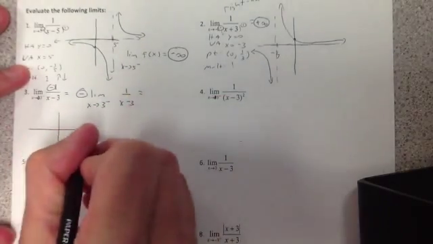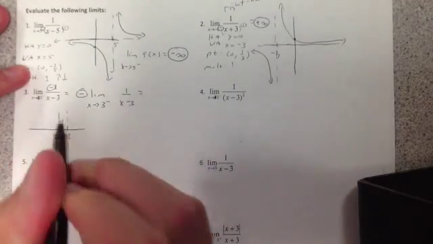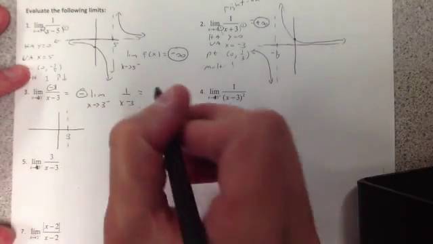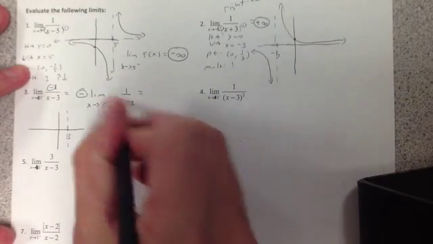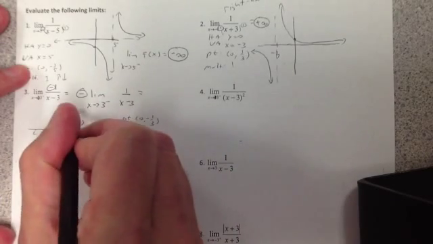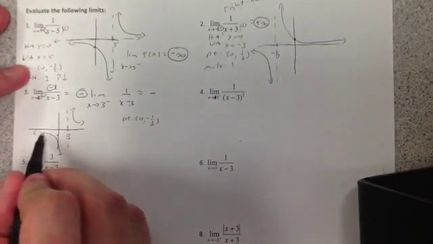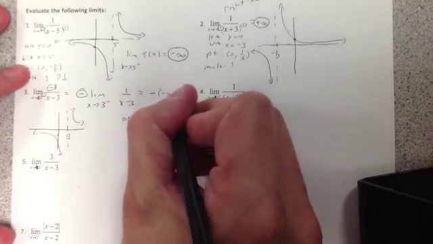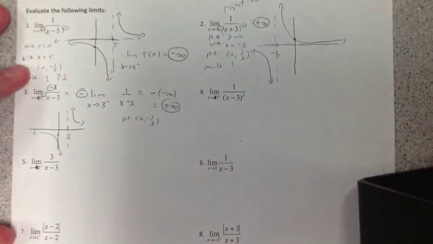Our horizontal asymptote is still 0. What's our vertical? 3. And pick a point. Always pick a point. 0, negative 1/3. It's right down here. So here's our graph again. Now, I have a negative, but as I approach from the left, it's going down to a negative infinity. So what does a negative and a negative make? A positive infinity. Very easy to do.